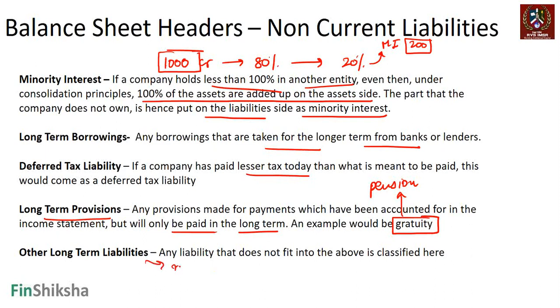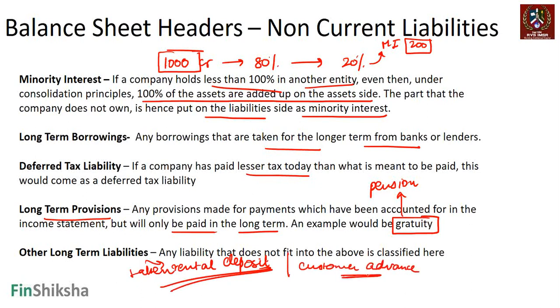So for example, we saw if a company has taken a rental deposit, right? They're supposed to pay it back, right? They could have taken a long-term customer advance, right? That will come here as well. So it depends on what kind of value you have, or what kind of term you have, what kind of liability you have, but it will get classified as other long-term liability if it is not getting classified anywhere else. So those are all the non-current liabilities that we see.